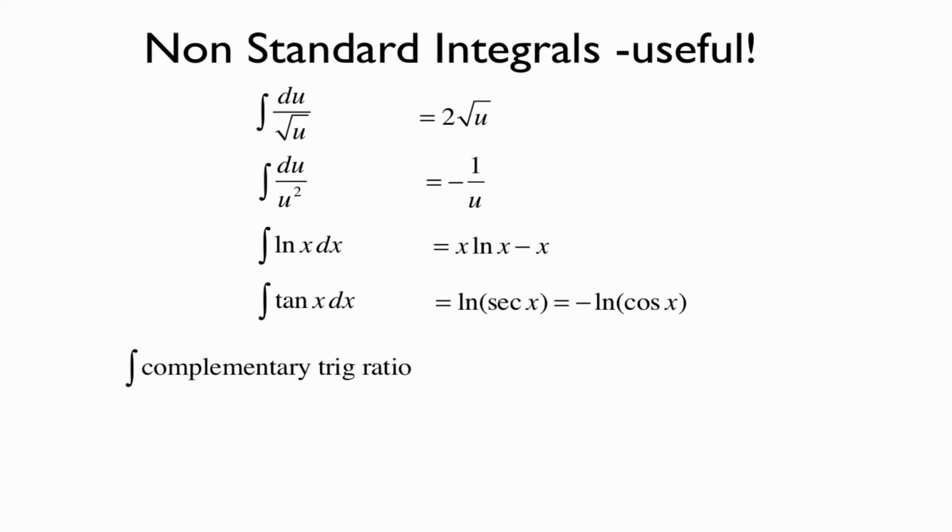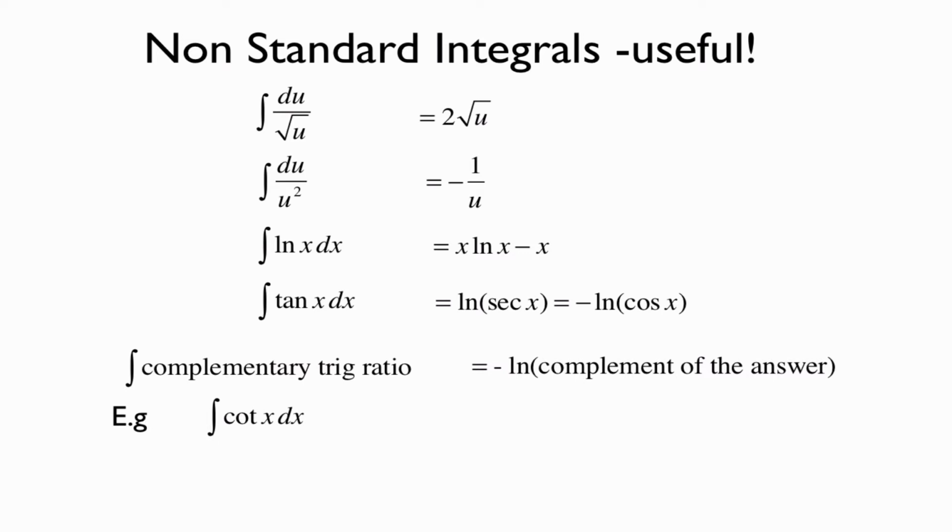In fact, we can actually have a generalized result here. Integral of a complementary trig ratio is minus the log of the complement of the answer. And that can be useful to use instead of having to rearrange with a substitution. If you don't remember it, of course, you can use a substitution to solve these problems.